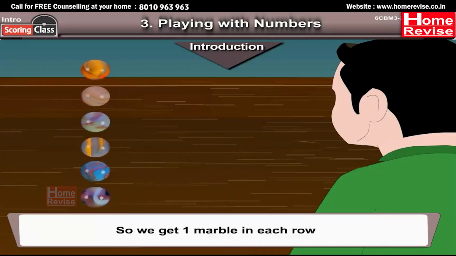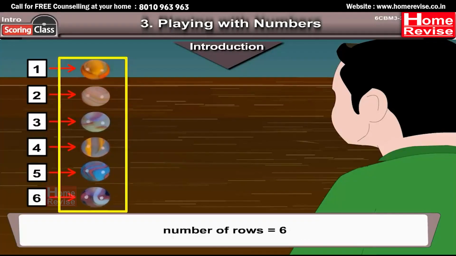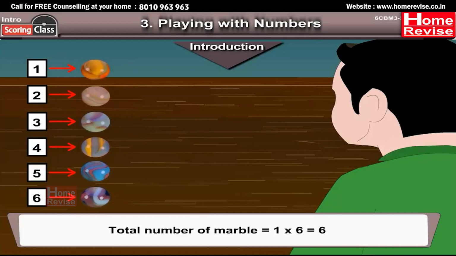So, we get 1 marble in each row. Can you tell me about the number of rows then? Yes, it would be 6. So the total number of marbles would be 1 into 6, that is 6.